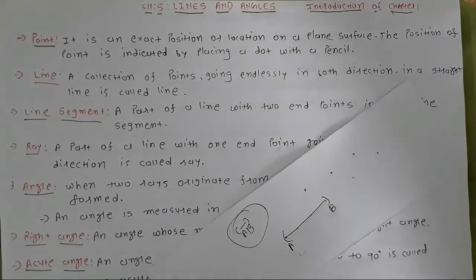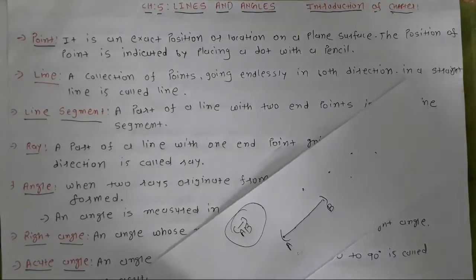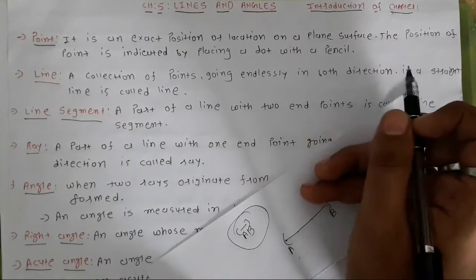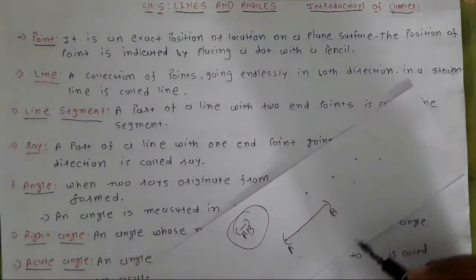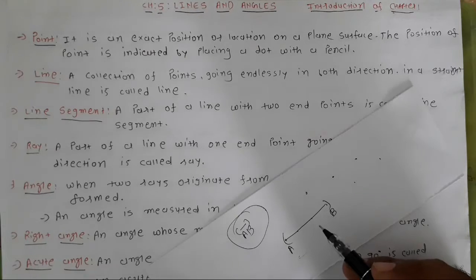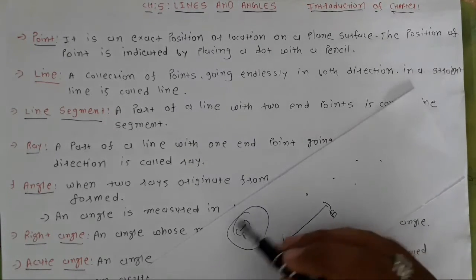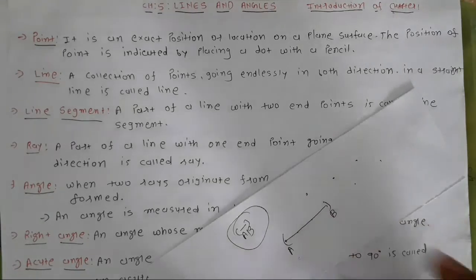Symbolically we have to represent line AB like this. So a collection of points going endlessly in both directions in a straight line is called a line, and its length cannot be measured as its ends are not fixed, and symbolically it can be represented as line AB.